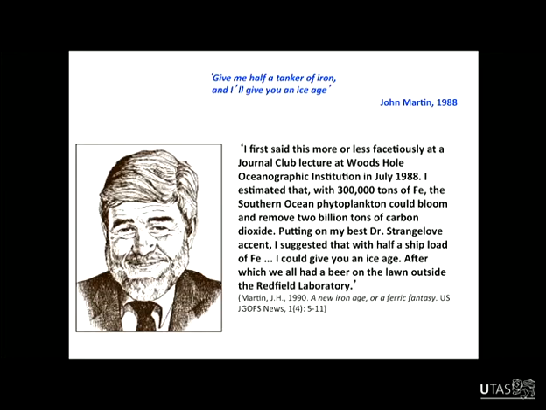On the back of an envelope, essentially, he calculated how much iron you would need to go into the Southern Ocean, fertilize the phytoplankton and get them to suck up all of those extra nutrients and get them to suck up 80 ppm of CO2. He said this more or less facetiously at a Journal Club lecture at Woods Hole. He calculated that with 300,000 tonnes of iron, Southern Ocean phytoplankton would bloom and remove 2 billion tonnes of CO2.